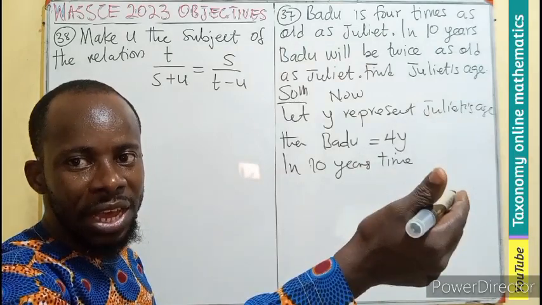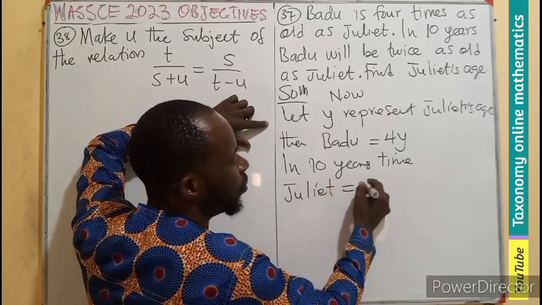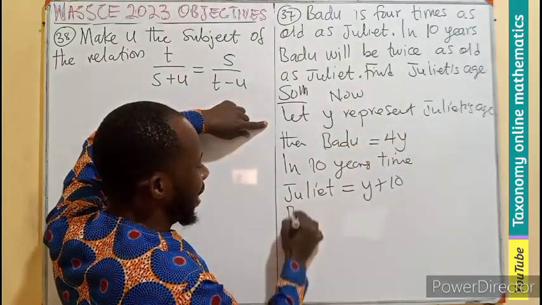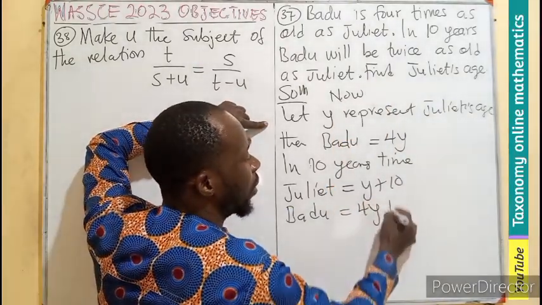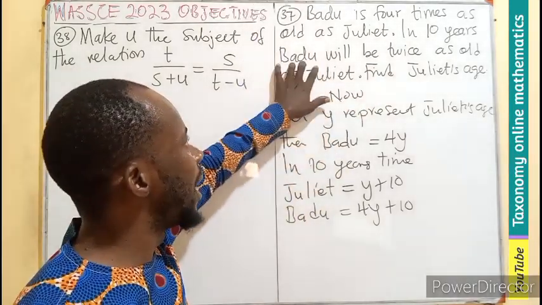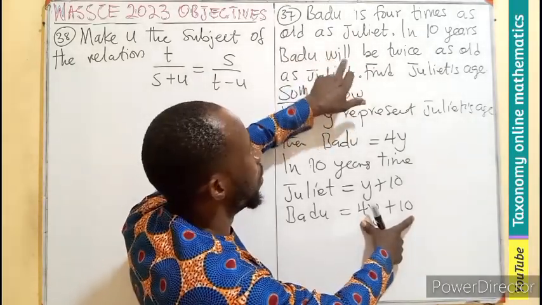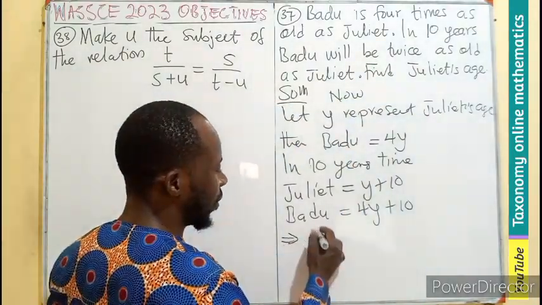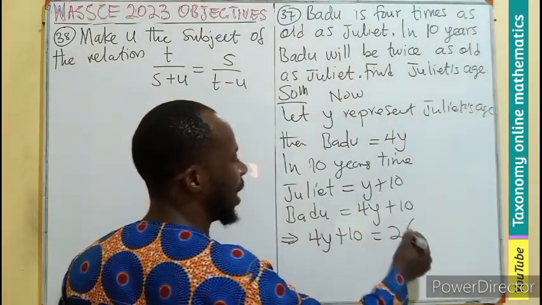they are all going to increase in age, right? So Juliet's age will be Y plus 10. In that 10 years' time, her age will increase by 10. Then Bedu's age now, which is 4Y, will also increase. And they are saying that in 10 years to come, Bedu will be twice as old as Juliet. This implies that 4Y plus 10 should be equal to 2 times the age of Juliet.